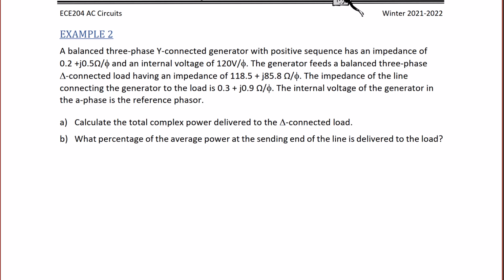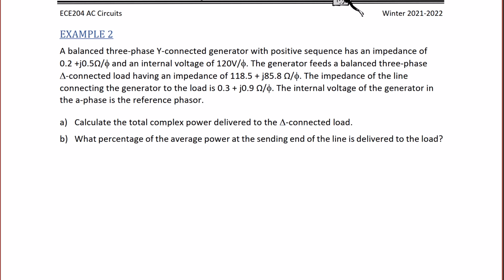A balanced three-phase Y-connected generator with a positive sequence has an impedance of 0.2 + j0.5 ohms per phase and an internal voltage of 120 volts per phase. The generator feeds a balanced three-phase delta-connected load having an impedance of 118.5 + j85.8 ohms per phase. The impedance of the line connecting the generator to the load is 0.3 + j0.9 ohms per phase.